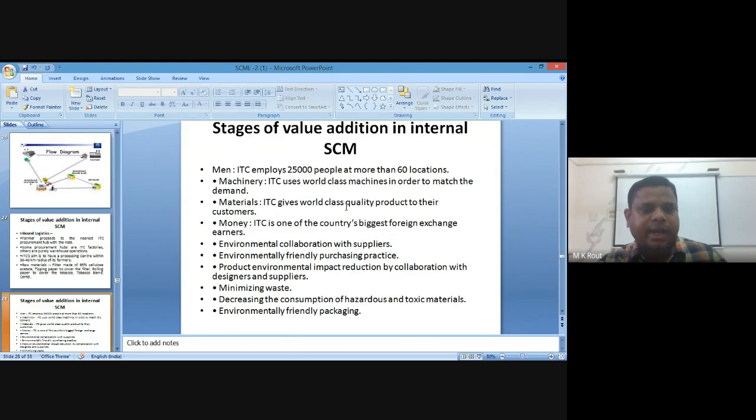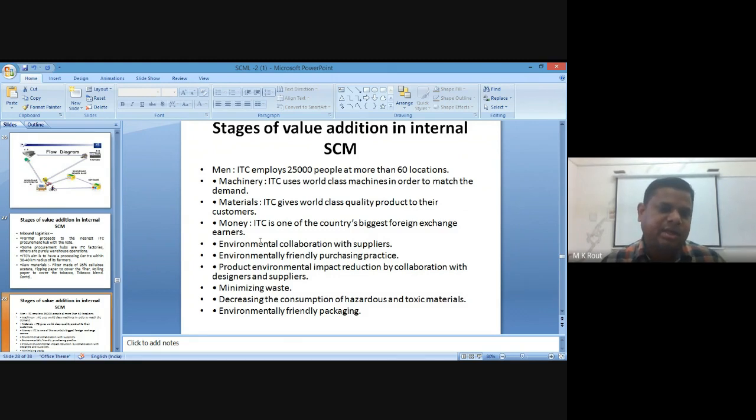In case of men, one part is already discussed, that is the material part. In case of manpower, ITC employs 25,000 people at more than 60 locations. In case of machinery, ITC uses world-class machines in order to match the demand. Then in case of material, ITC gives world-class quality products to their customers, especially in the tobacco industry. Then in case of money, ITC is one of the country's biggest foreign exchange earners.